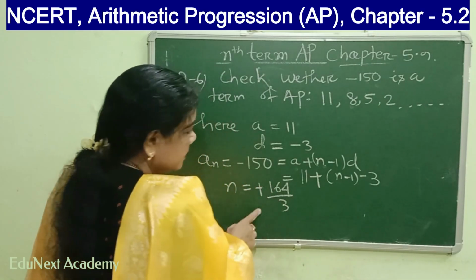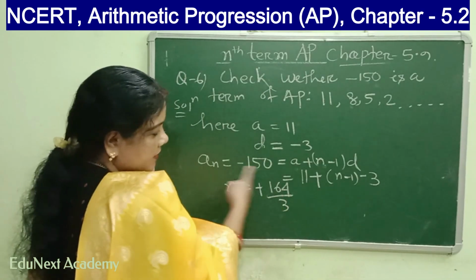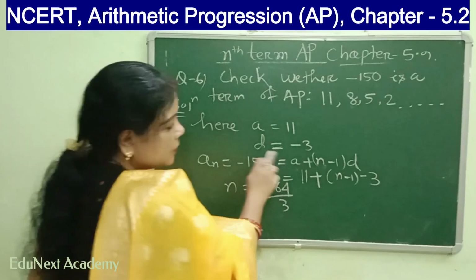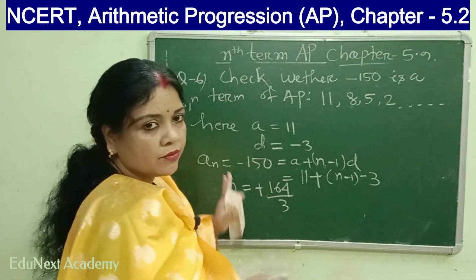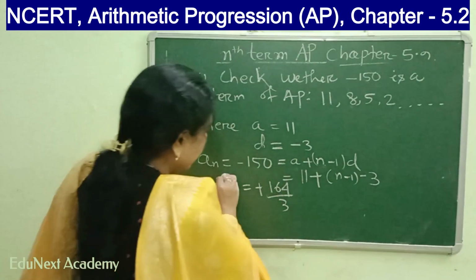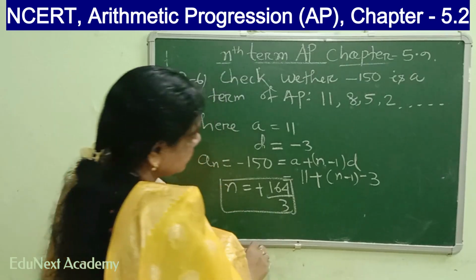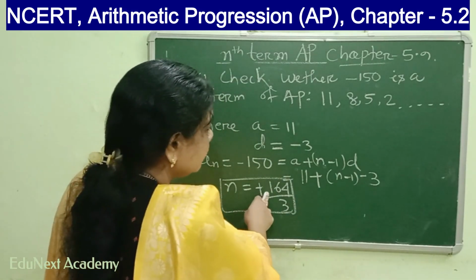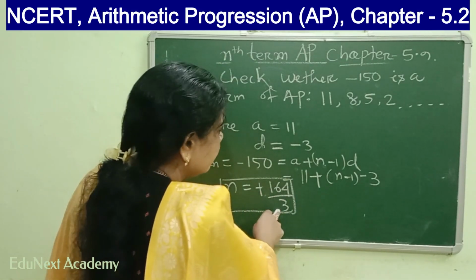This is plus 164 by 3 because minus minus cancel out. After solving this equation, the minus sign on both the right hand side and the left hand side will cancel out. So here I got plus 64 by 3.